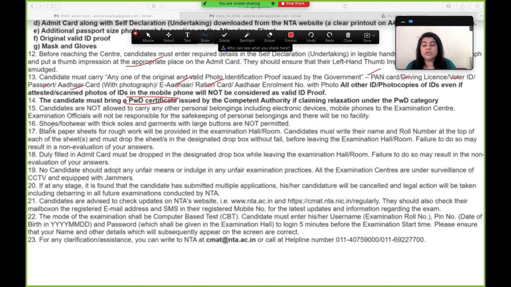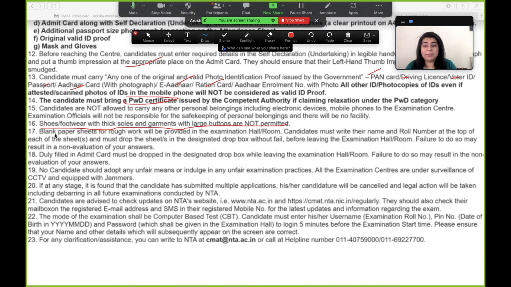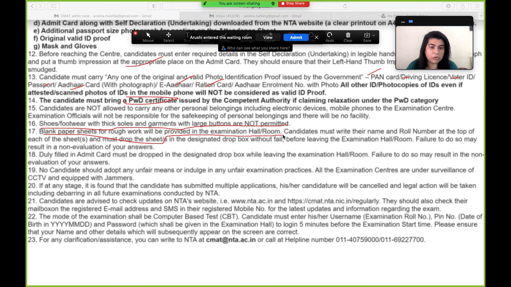So do not carry extra things. Shoes and footwear with thick soles and garments with large buttons are not permitted. Blank paper sheets for rough work will be provided at the examination hall to the candidate. So you have to write your name and roll number on the same, and that will be given up.